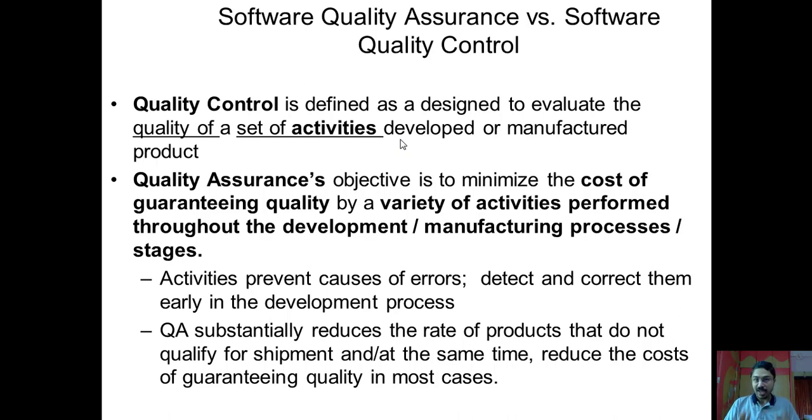Hope it is clear. Assurance means that, in order to have a good product, a good output, you are concentrating on the process. Whereas quality control is nothing but testing whether a thing is really good or bad. And if it is bad, then you are disqualifying it.